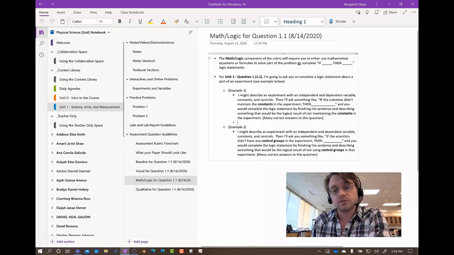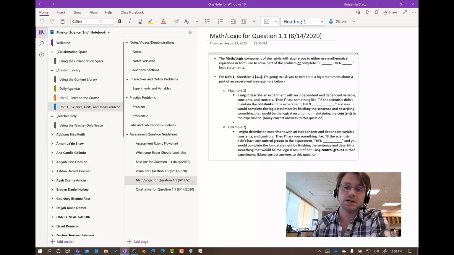Math logic section for physical science. This is going to be a component for this question in the unit, our very first assessment question, isn't going to have math stuff in it. We're not doing any formulas or solving equations right now. It's just a logic statement. And the logic statement is going to be an if-then statement.